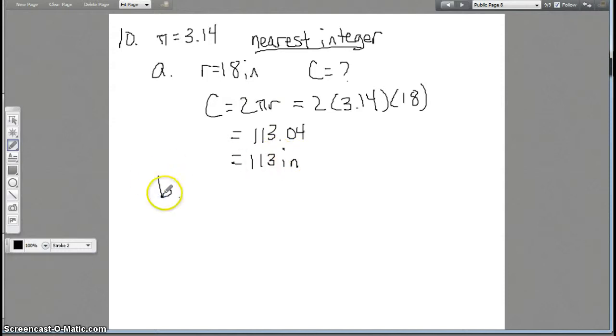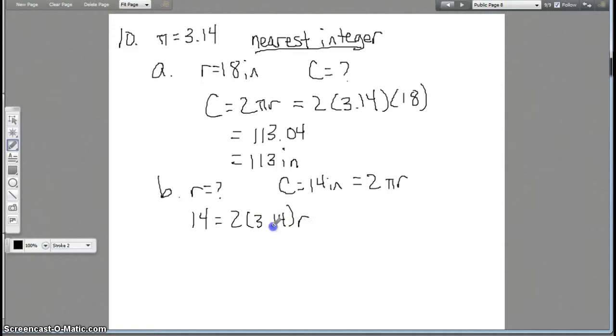Okay, part B. It says find the approximate radius of a person's neck. So we're trying to find the radius if the circumference is 14 inches. So C is 14 inches. Well, remember circumference is 2 pi r. So 14 is equal to 2 times 3.14 times r. So to solve this problem, we need to get r by itself. So 2 times 3.14, that's 6.28. 14 equals 6.28 r. So now we need to divide both sides by 6.28 to get r by itself.